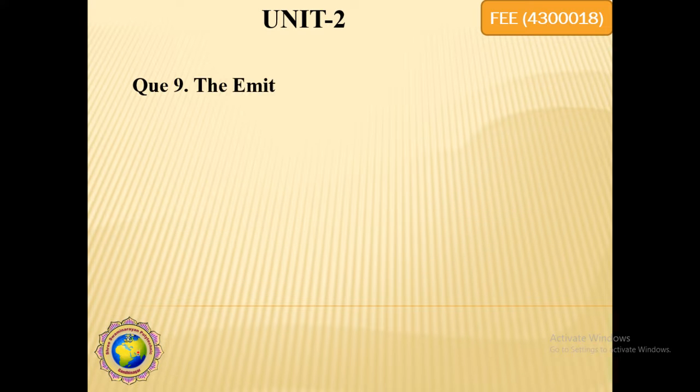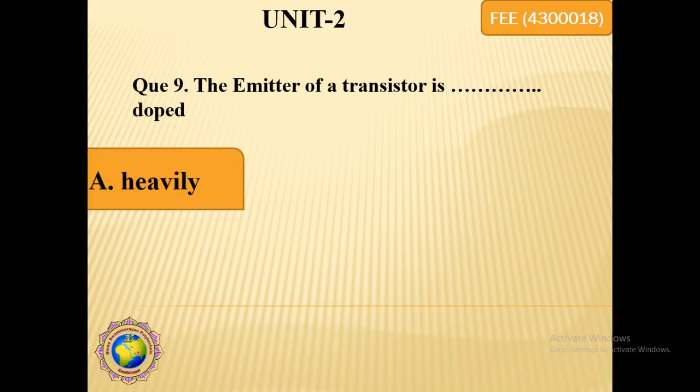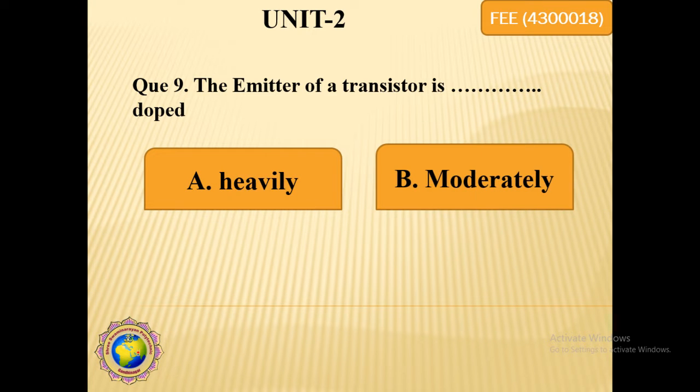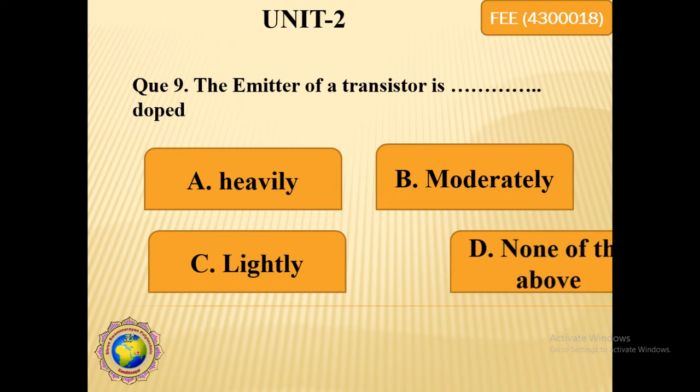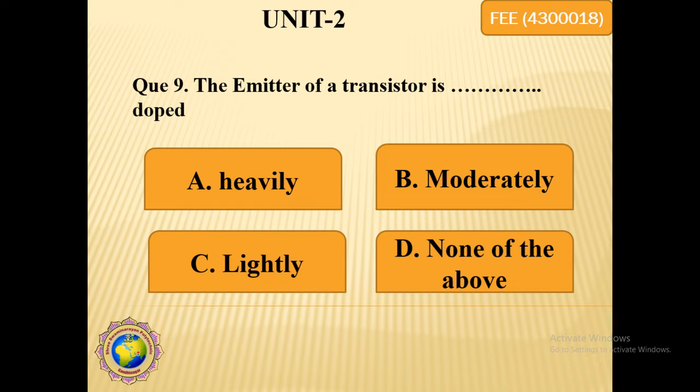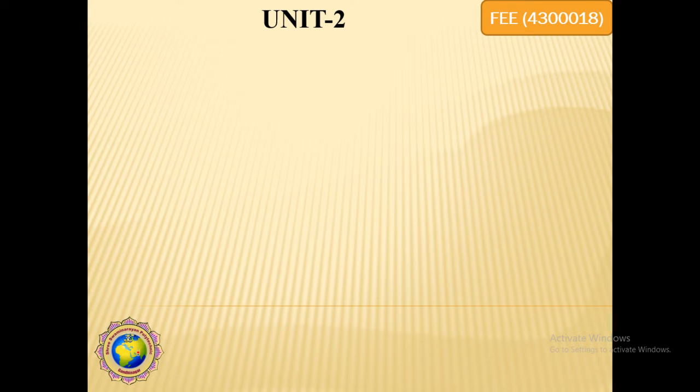Question number 9. The emitter of a transistor is dash dash dash doped. A, heavily doped; B, moderately doped; C, lightly doped; and D, none of the above.